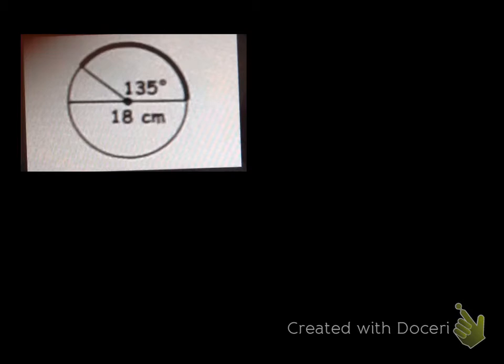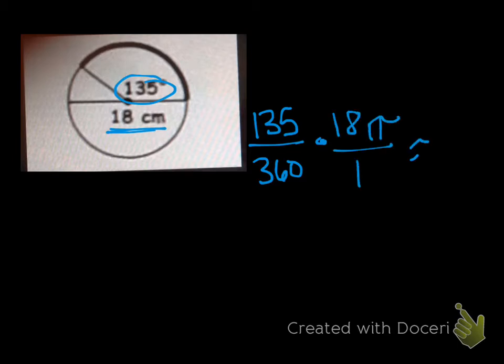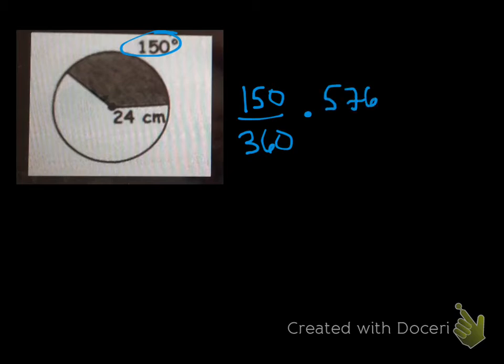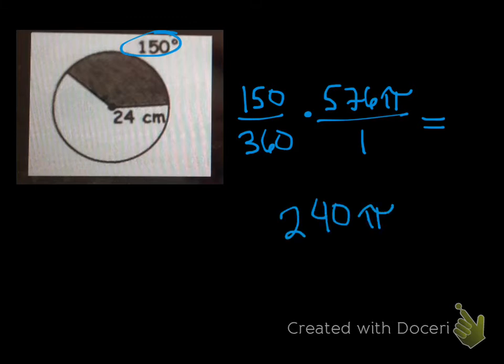This one we're looking for arc length. Remember, the formula for arc length is we find the fraction of the degrees, so 135 over 360, multiplied by the circumference. The circumference is 18 times pi. When you multiply that out, you should get approximately 27 pi divided by 4 centimeters. This next one we're actually finding the area of the sector. We're still using the central angle, so 150 over, excuse me, 360, multiplied by the area of the circle, which is 576 pi. When you do that, you get 240 pi centimeters squared.